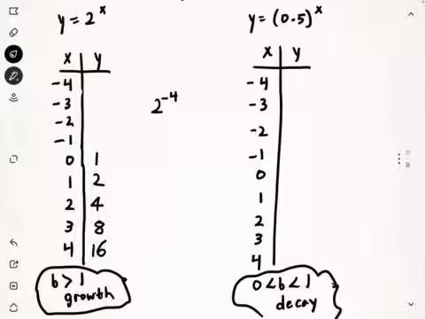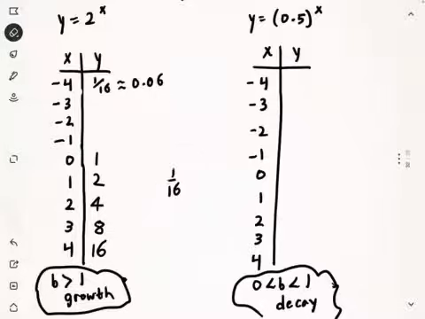Okay, just a reminder that 2 to the negative 4 is not negative 16. A negative exponent doesn't make a negative number. It means we have to put this down on the denominator to make it positive, and that winds up being 1 over 16. So we can do that much, or you can do the decimal equivalent. It's going to be 0.06 or something like that, all right?